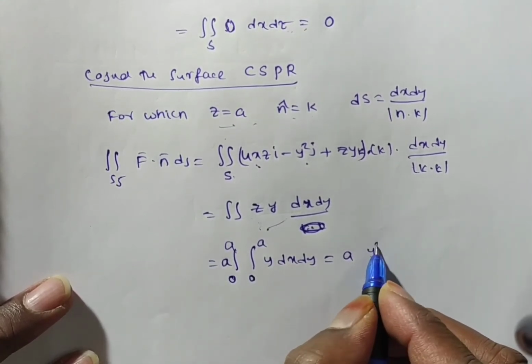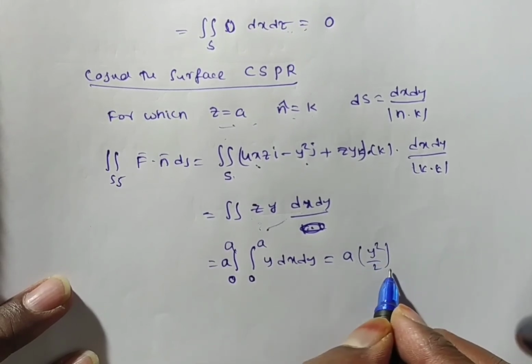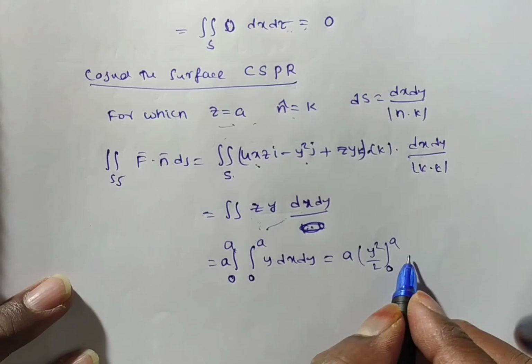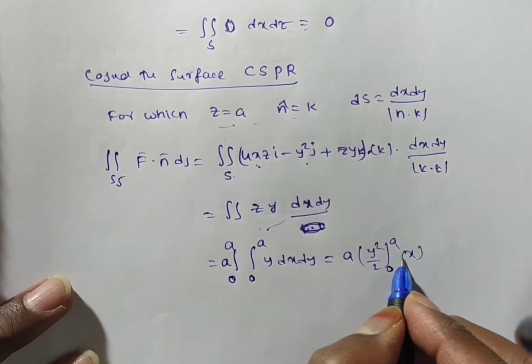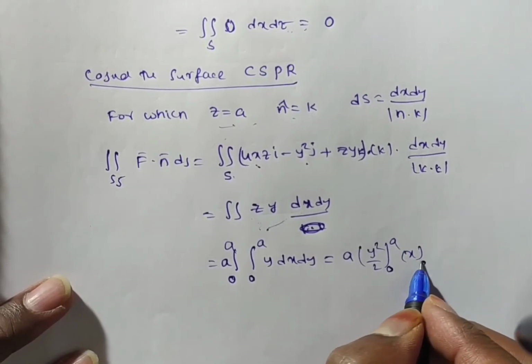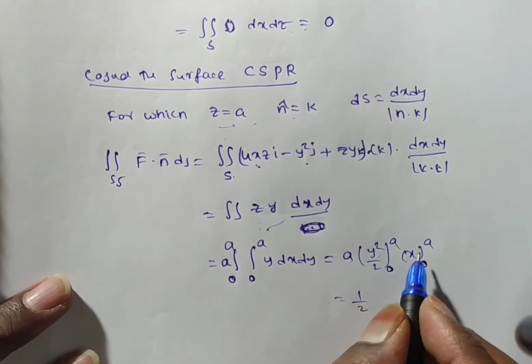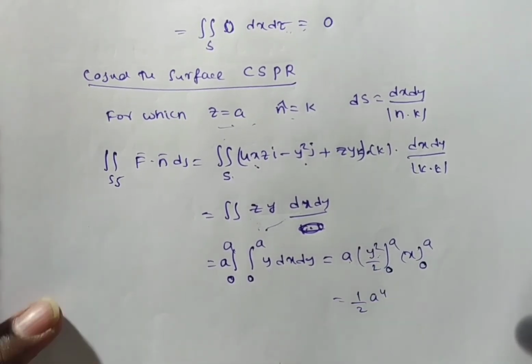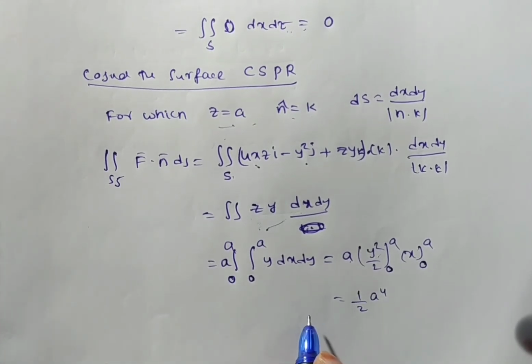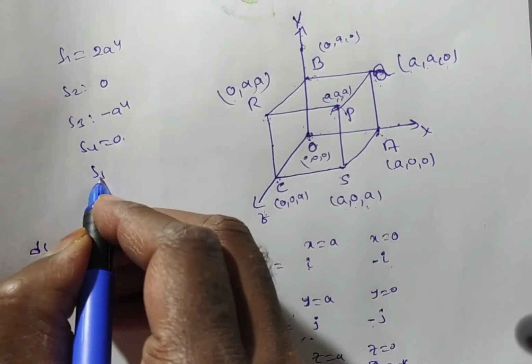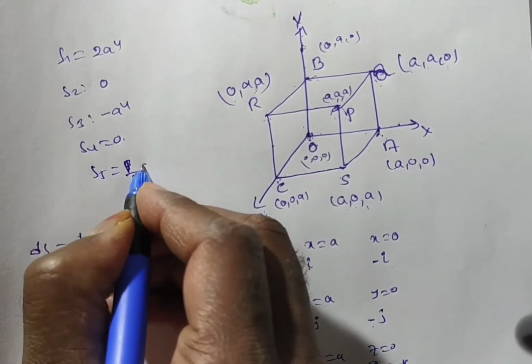First I am integrating with respect to y. I will have y square by 2, from 0 to a, and the y quotient is 1, that is the dx quotient. So you can consider the integration with respect to x is x only, from 0 to a. So 1 by 2 times a into a square into a. So you will have a to the power of 4. So what is S5 now? S5 is equal to 1 by 2 times a to the power of 4.